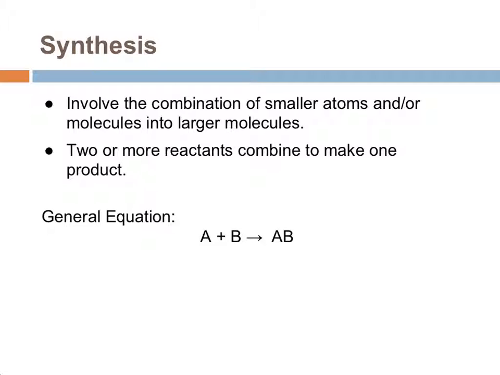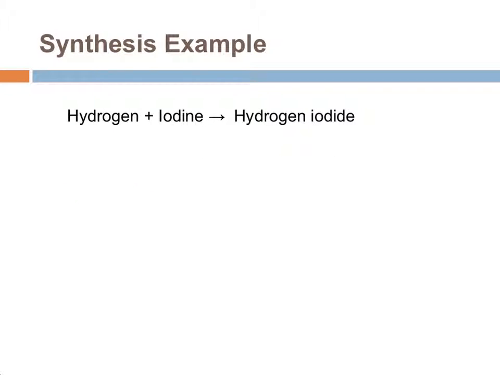That means that you're going to see two or more reactants combining to make one product. If we were to generalize this, then you would have A reacting with B to create a compound AB. Looking at an example of synthesis, an example would be hydrogen plus iodine reacts to give hydrogen iodide.